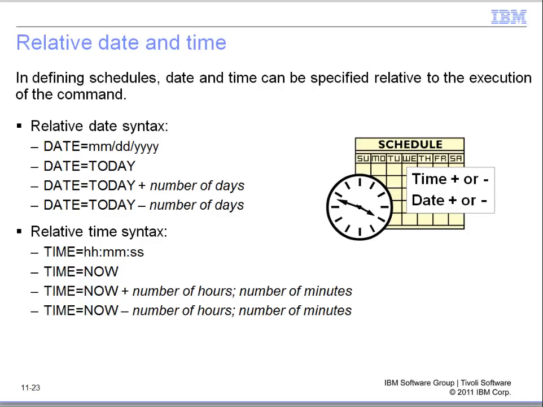When you're defining schedules, you can also use what's called relative date and time, and that is relative to now or today. So you can have date equals month, day, year, or today plus or minus a number of days. Same with time. It can be hour, minute, second, or now plus or minus a number of hours.